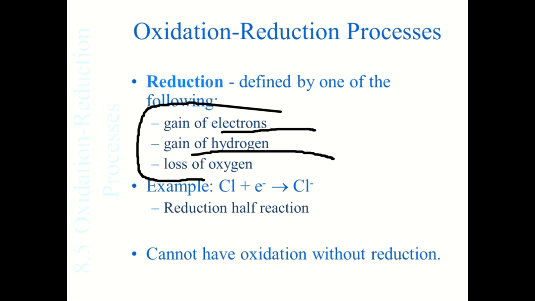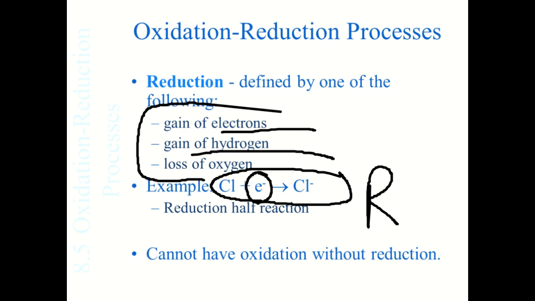Once again, in this reaction, I don't see oxygens or hydrogens lost or gained, but I do see electrons on the reactant side. That means it is gaining electrons. Does that make sense to you all, please? So that's an example of reduction.